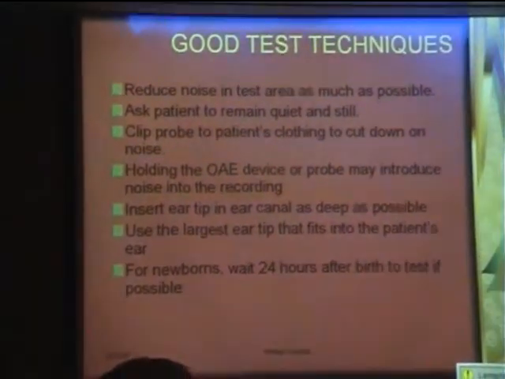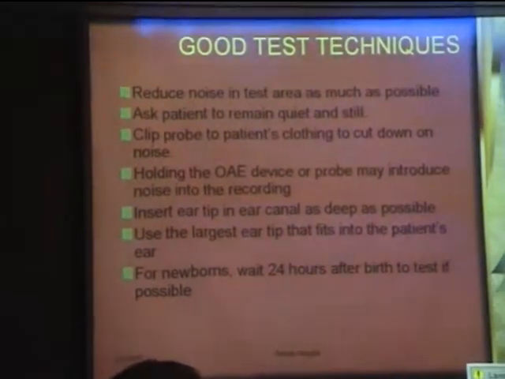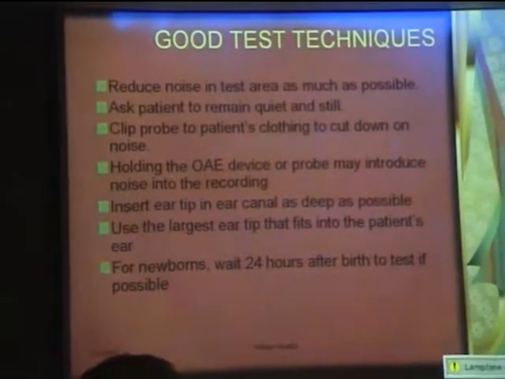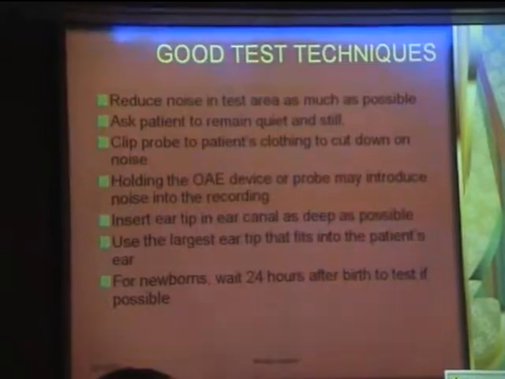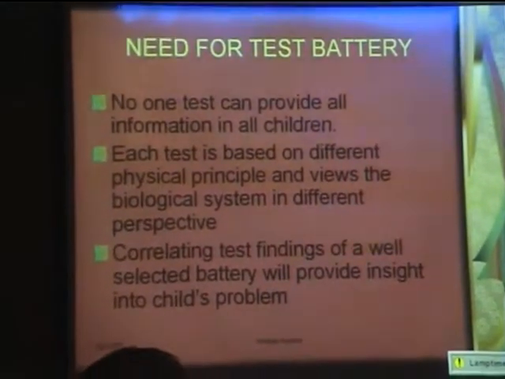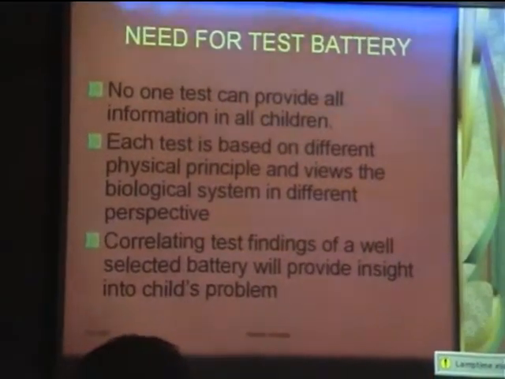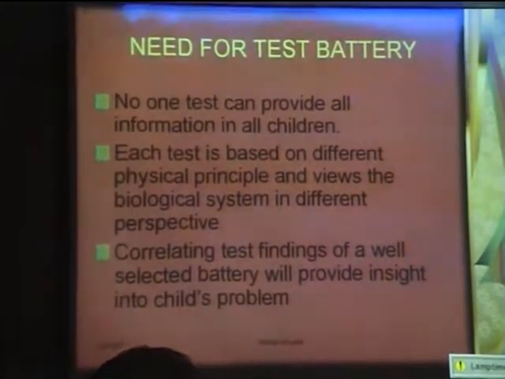We need to reduce the noise in the test area as much as possible and have a good insertion of the probe tip. This is especially important in children if we have to get a good OAE response. Lastly, I would like to stress that of course for want of time, even other tests such as impedance and others were not covered.